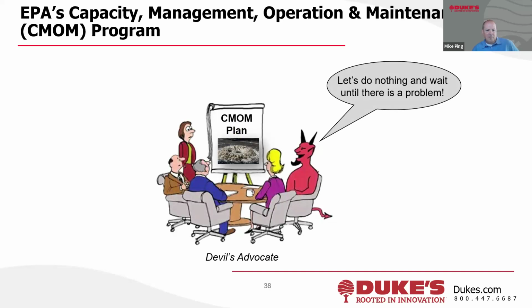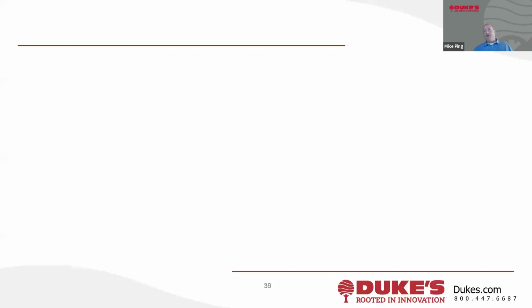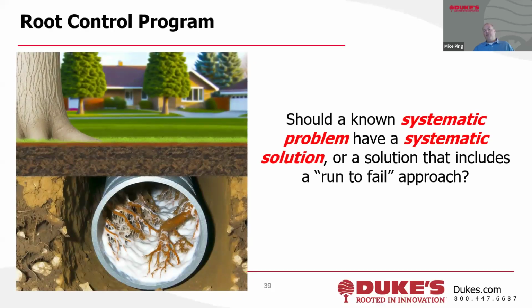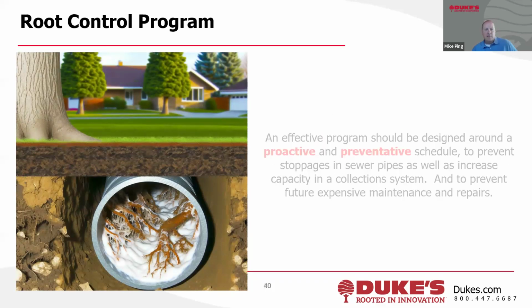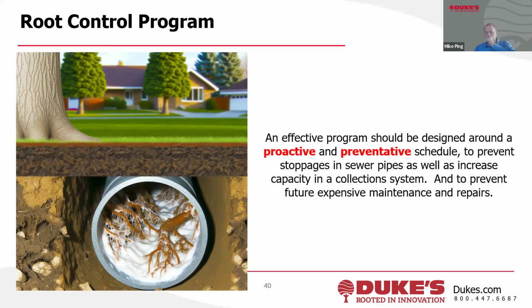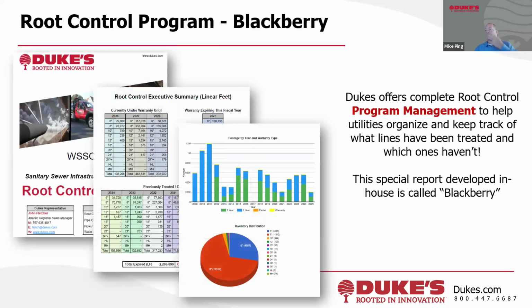So here's my attempt to be a comedian, the devil's advocate: let's do nothing and just wait for there to be a problem in the CMOM planning meeting, right? Not ideal. But should a known systematic problem have a systematic solution, or a solution that includes run to fail? And I think we all know the answer. That would be some sort of systematic solution, and things like proactive and preventative are key pieces to that. So an effective program should be designed around a proactive preventative schedule to prevent stoppages in sewer pipes, as well as to increase capacity in the collection system and prevent future expensive maintenance and repairs.